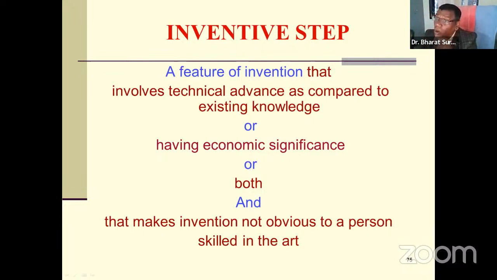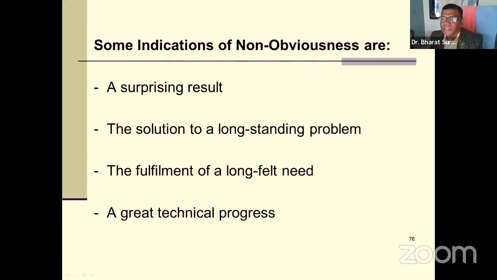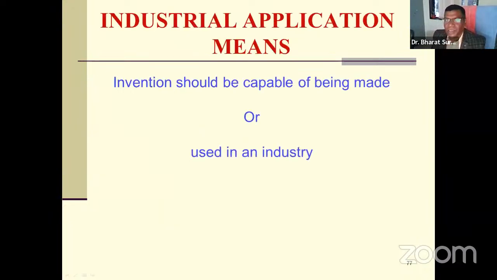So it should not look obvious to them, then you are qualifying the definition of inventive step, like getting a surprising result, a solution to a long-standing problem, fulfilment of a long felt need. Since long back we needed solar panels, but now we are getting them. Since long back we needed conversion of wind energy to electrical, but now we are doing it. Great technical progress, like Covaxin. If you are doing something great, you are getting a patent for that. You are qualifying the definition of inventive step. Last, it should be capable of being made or used in industry.